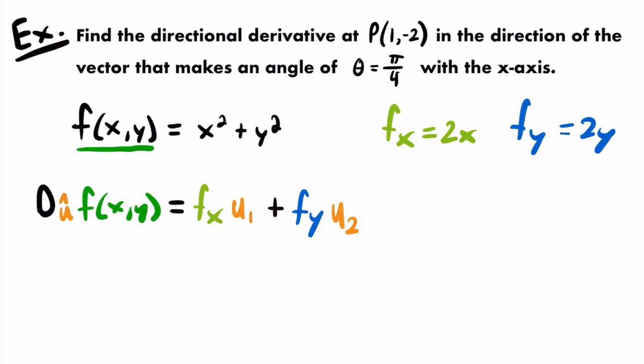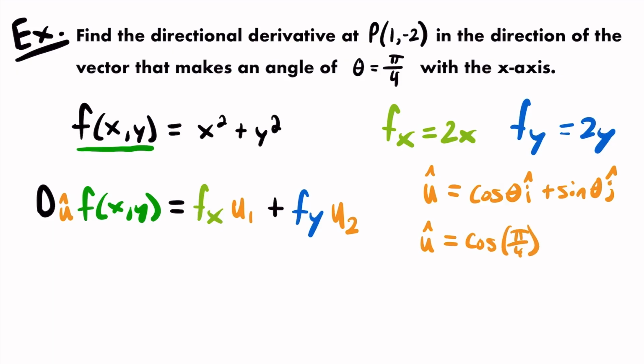We can use that angle that we've been given to find a unit vector. We learned this earlier in Calculus 3, that a unit vector, which is a vector with a magnitude of 1, can be defined like this. You'll have cosine theta times i plus sine theta times j, where theta is the angle that the vector makes with the x-axis, the exact angle that we've been given here. So, in this case, our unit vector would be equal to cosine of pi divided by 4 i, plus sine of pi divided by 4 j.